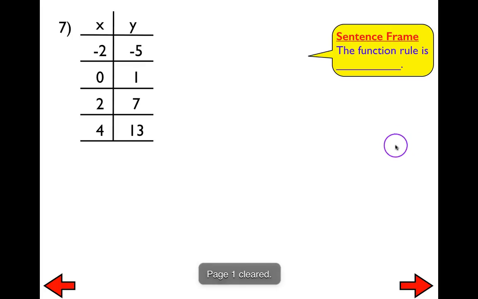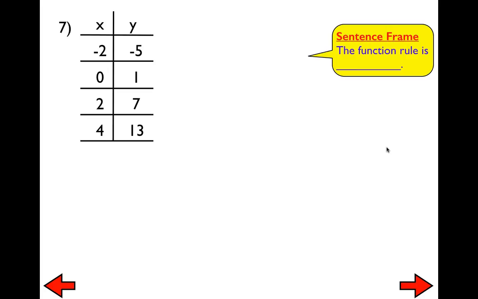Okay, so now take a look at number 7. Go ahead once again and pause the video and try this one on your own. If you can figure out the function rule by looking at the table, awesome. If you can't, you can use the graph in front of you to plot the points to see what the function rule is off of that as well.